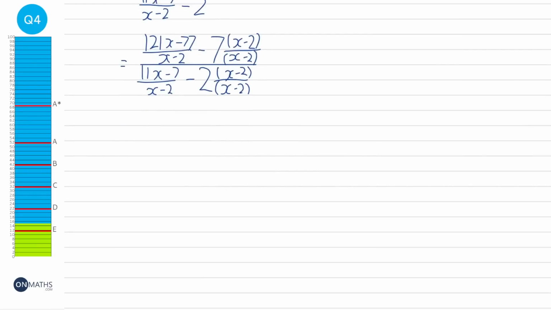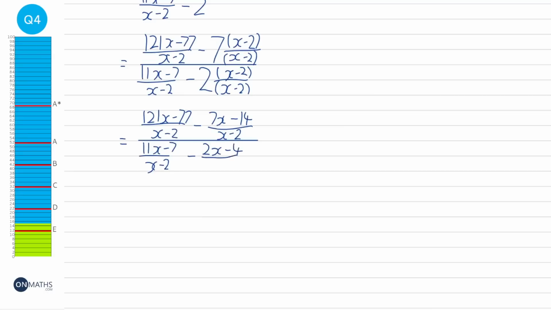Let's expand the brackets. So first term will be the same, not doing anything with that first term. So 7 times x, 7x, 7 times 2 is going to be 14. And then x minus 2 at the bottom. And then we've got 2 times x, which is 2x, 2 times 2, which is going to be 4. Okay, now that the bottoms are the same, we can just subtract the tops.